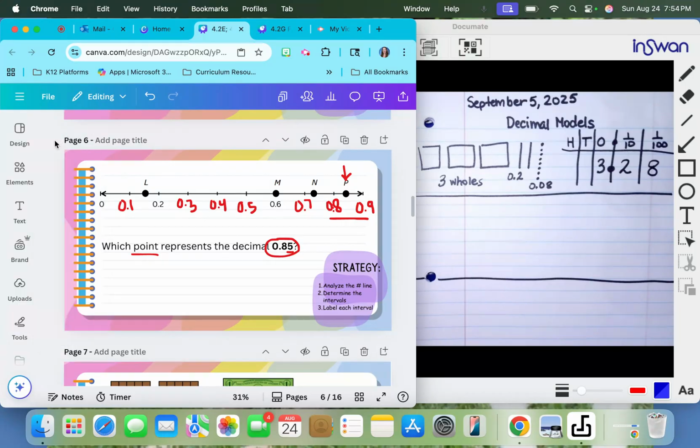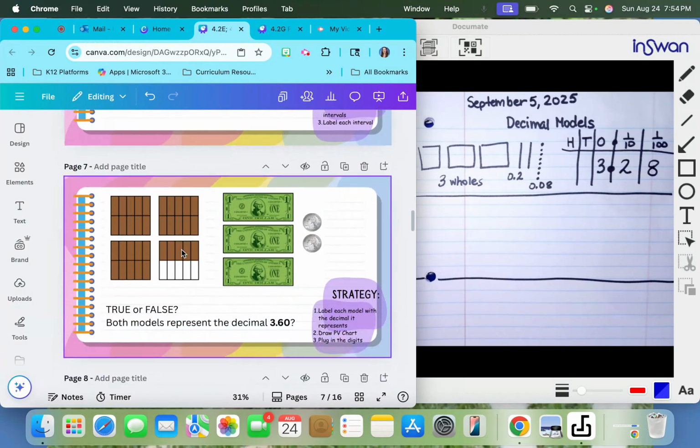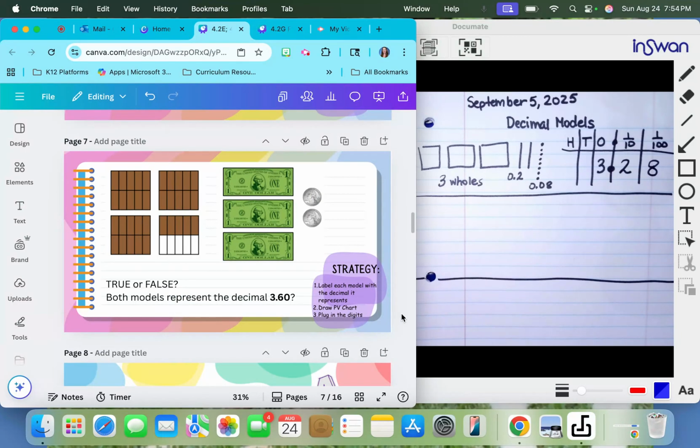Excellent job. All right, let's try this question. True or false? Both models represent the decimal 3 and 60 hundredths. 3 and 60 hundredths. Well, the first thing that we want to do when we see a model, of course, is analyze it, and then label it.